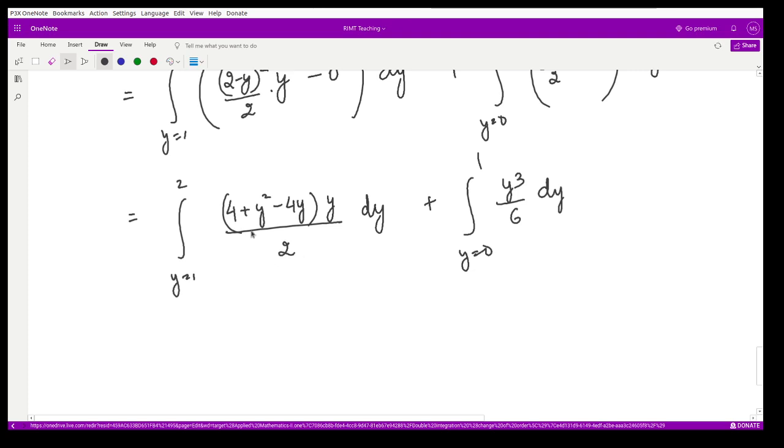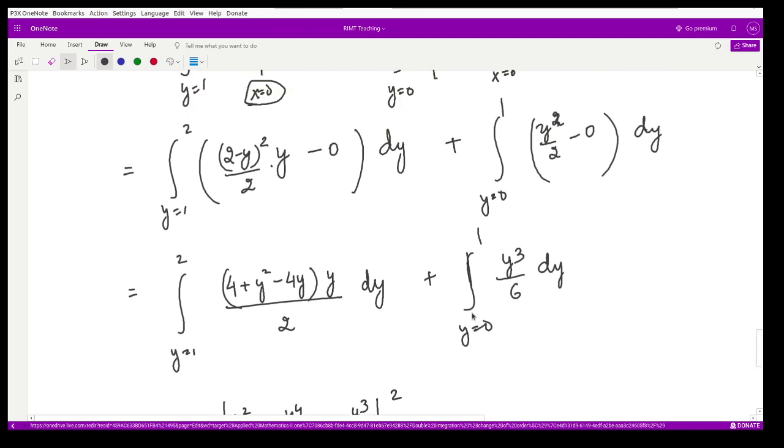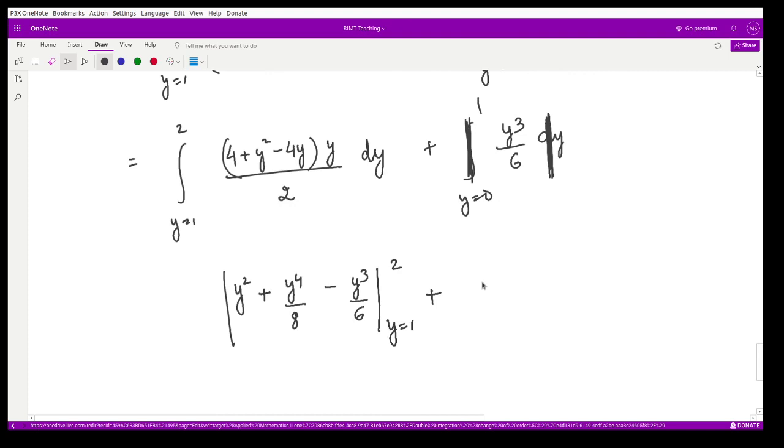4y by 2, that means 2y. The integration of 2y would be y square, and then we have y cube by 2, its integration would be y to the power 4 by 8, right? And here we have minus 2y square, so its integration would be minus y cube by 6, and the limits here of y are from 1 to 2, and this value is after integration, right? So the limits directly would be from y varying from 0 to 1. So this term would be equal to 1 by 6.